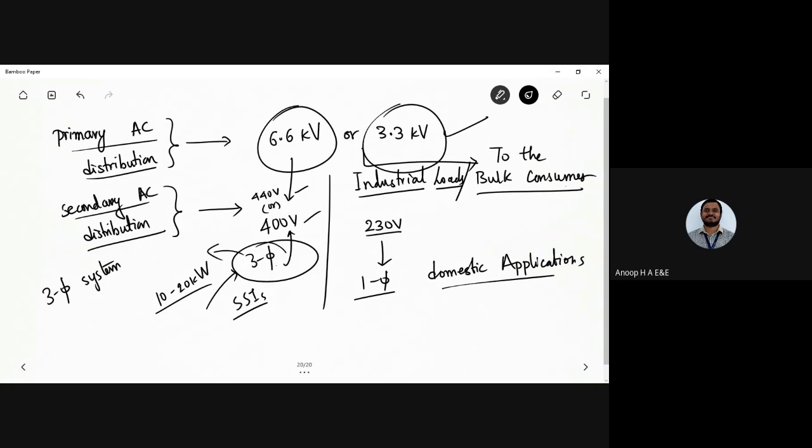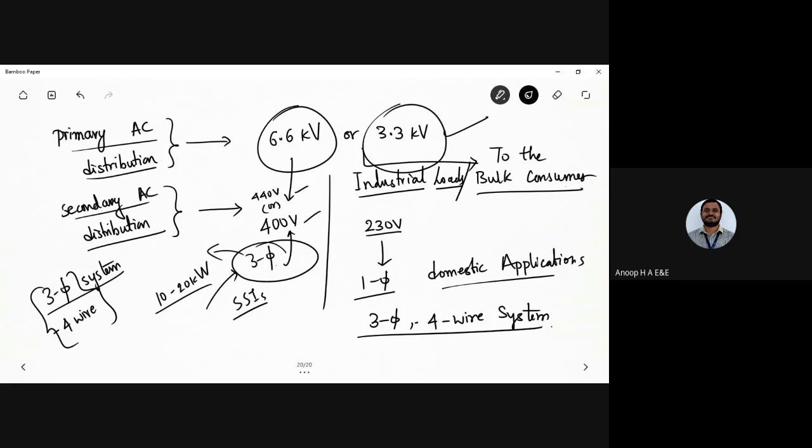All right, so now you will have the three-phase and four-wire system. So why do we prefer a three-phase four-wire system for distribution purpose? Any idea? What is three-phase four-wire system? Anyone in the meeting can let me know what is a three-phase four-wire system?